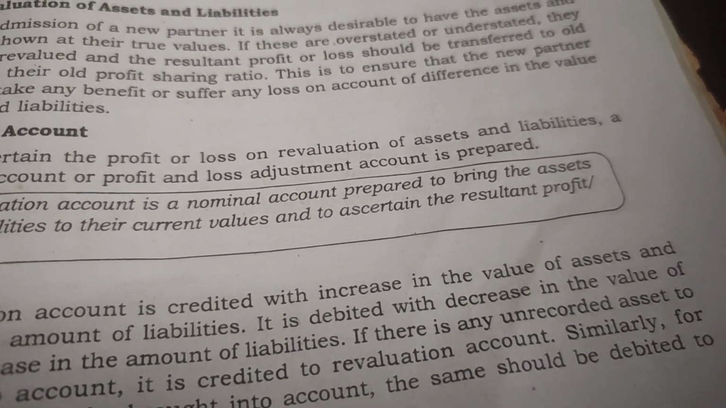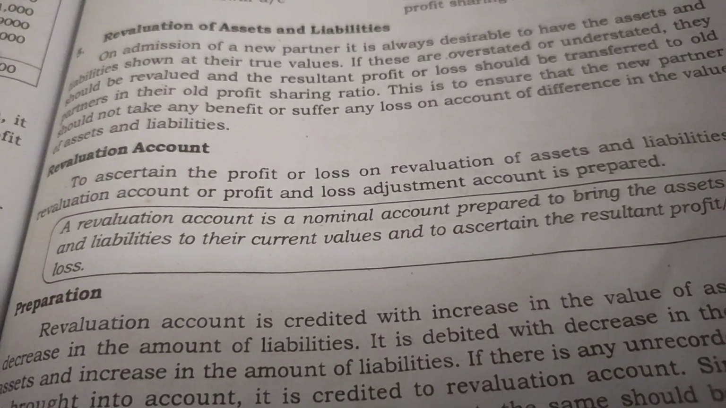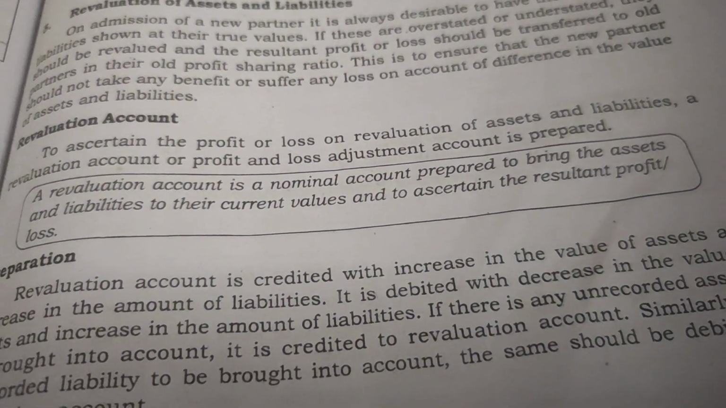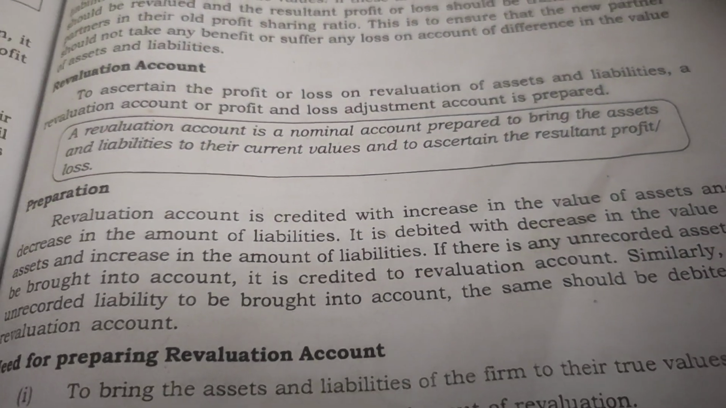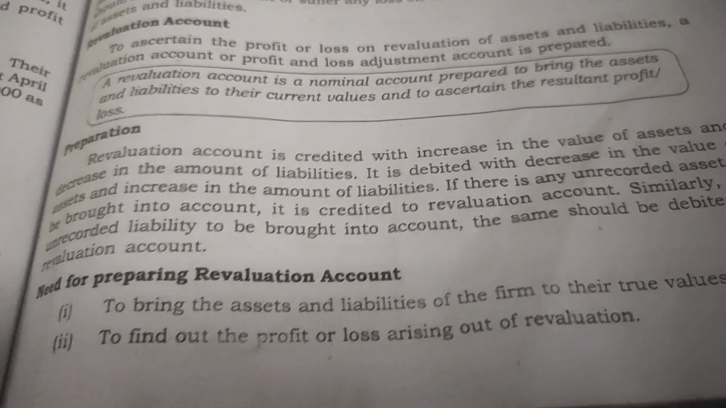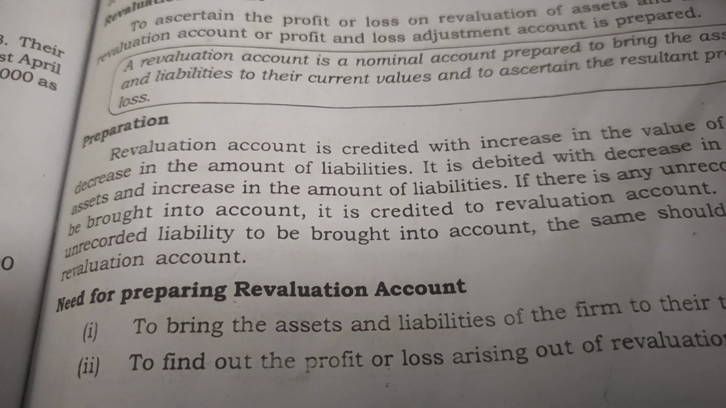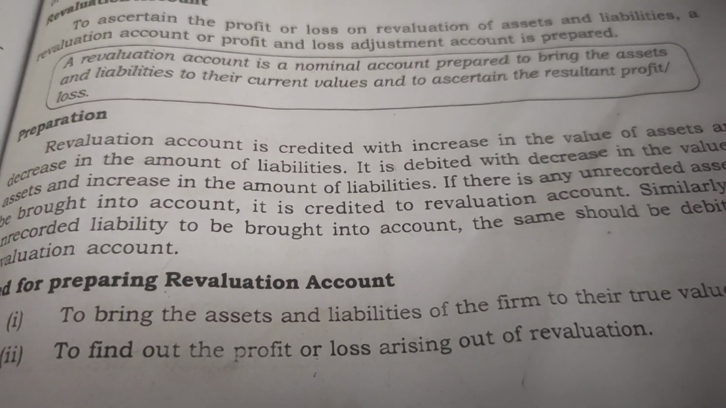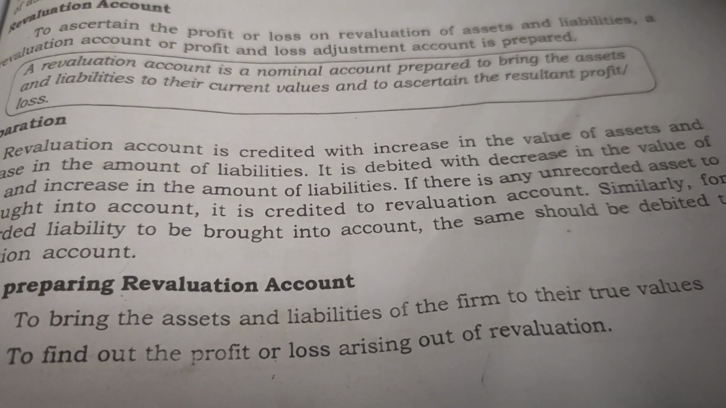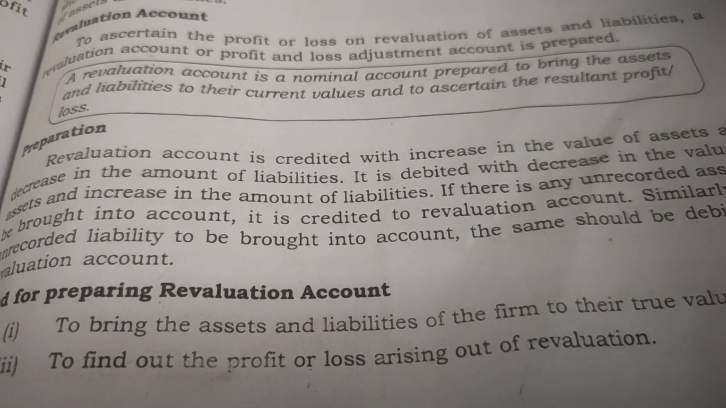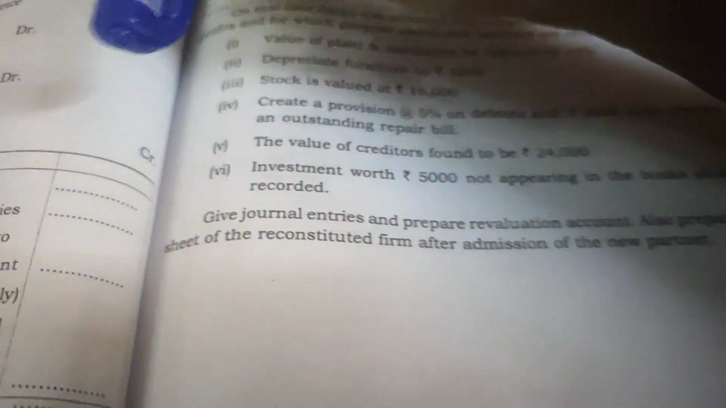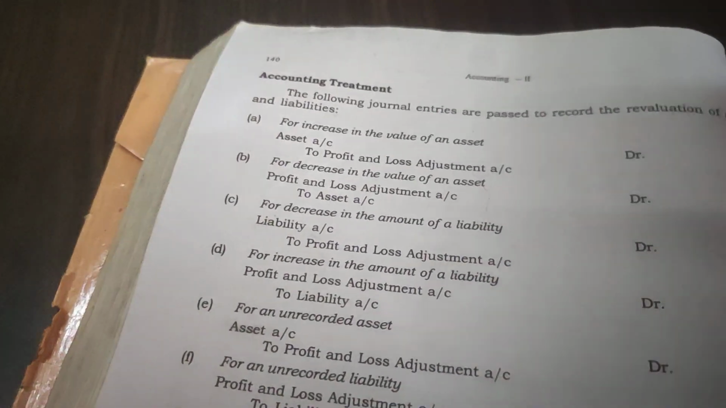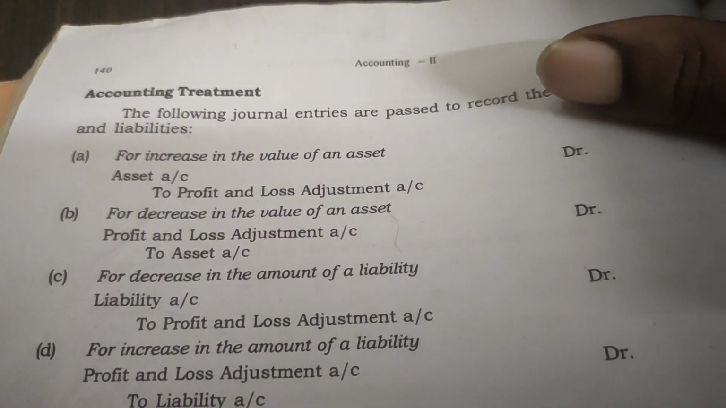That is, it is prepared to bring the assets and liabilities to their current values and to ascertain the resultant profit or loss. Why do we prepare the revaluation account? The first thing is to bring the assets and liabilities of the firm to their true values and to find the profit or loss arising out of revaluation. There are certain journal entries relating to this.